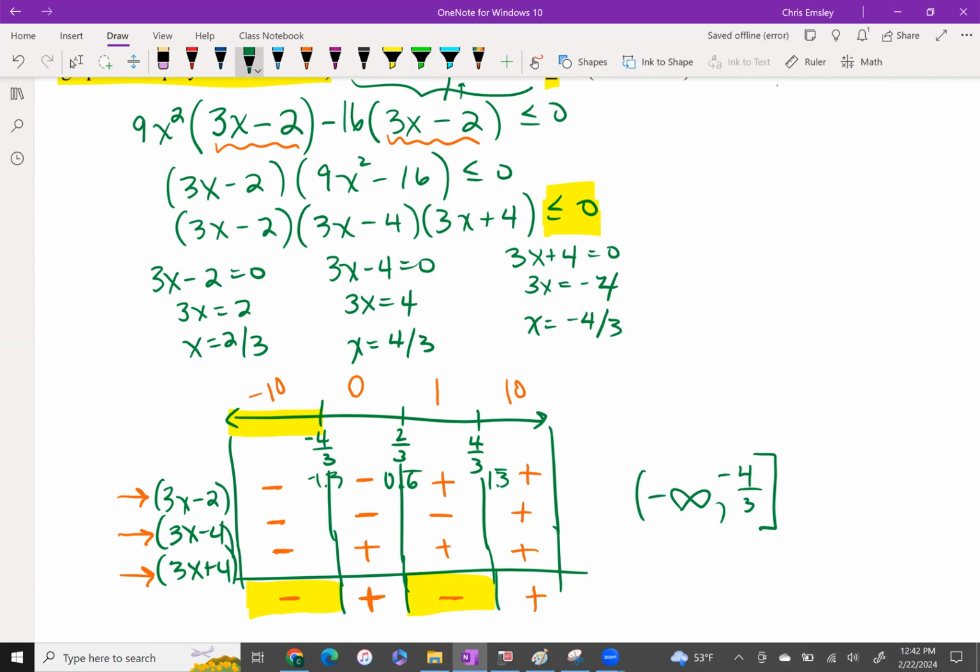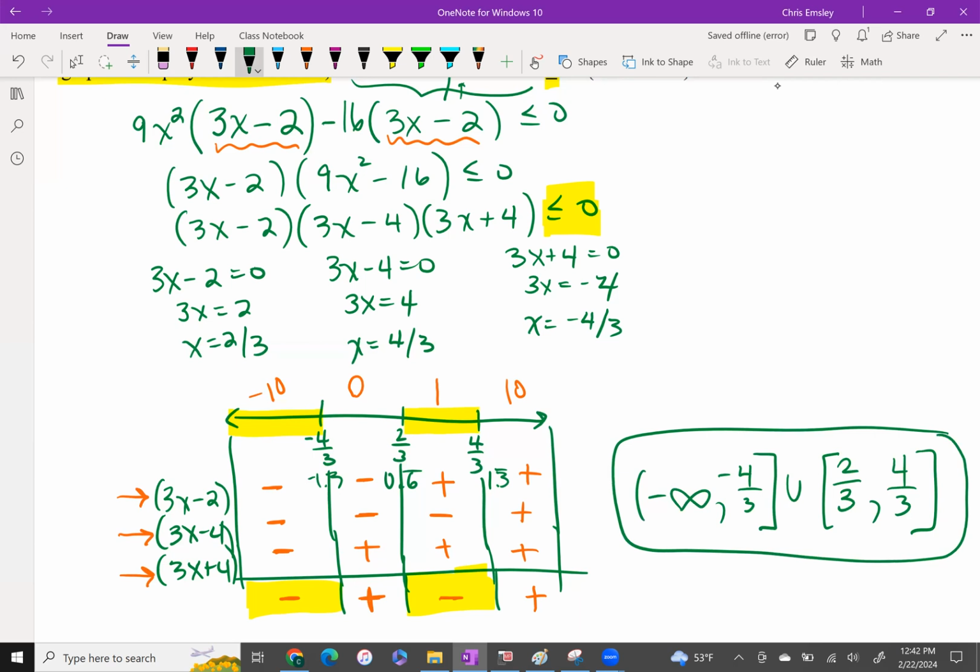Then I also have a negative interval, this third one, which goes from 2/3 to 4/3 on my number line. So that's going to be my other interval part of my answer, 2/3 to 4/3. Again, square brackets because of the equal to on our inequality. There is our result for number 6.